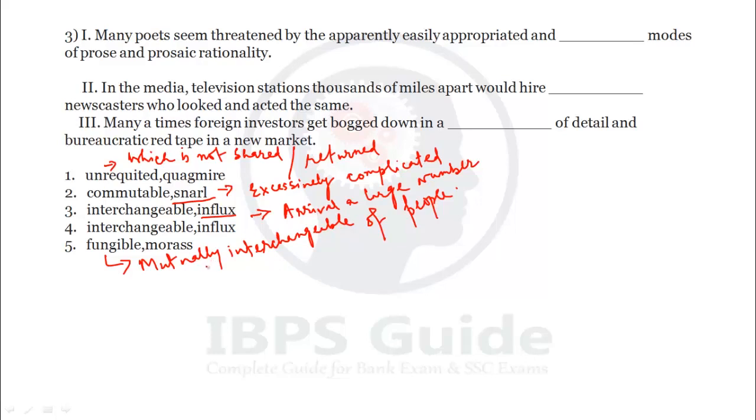And morass, anything that entraps or makes progress difficult. जब difficult हो जाती है progress करना, that is called morass. So morass के लिए we can write that makes progress difficult.